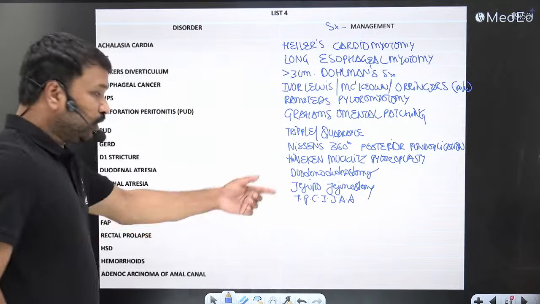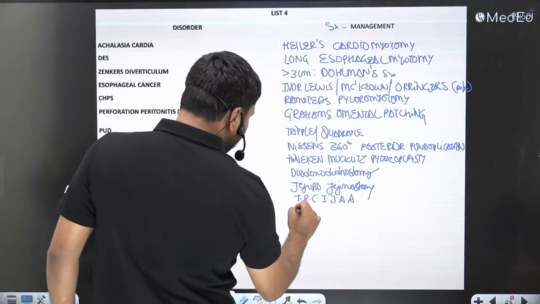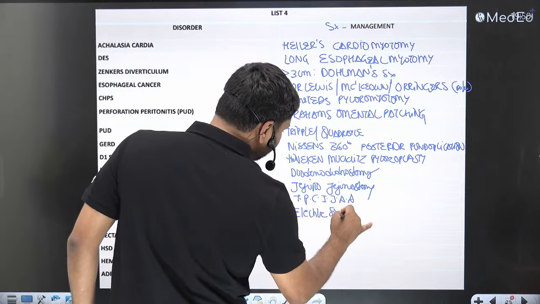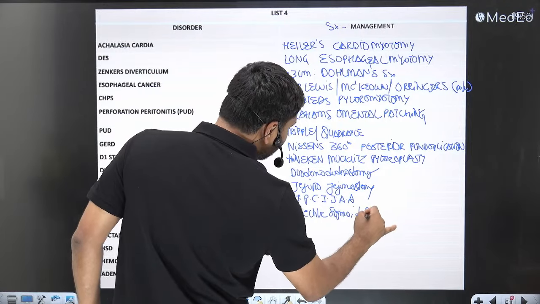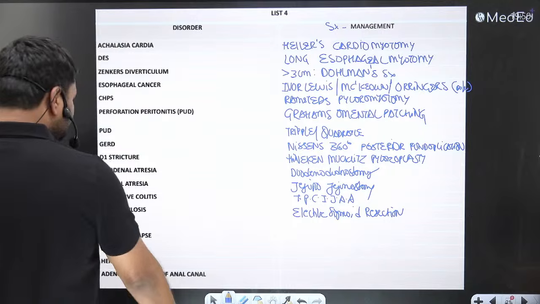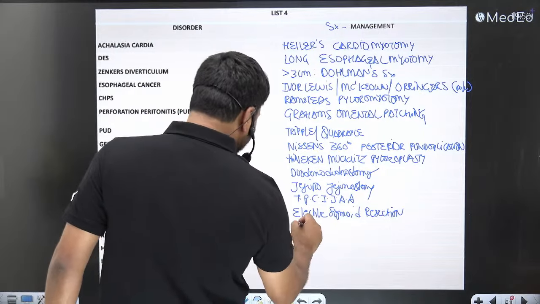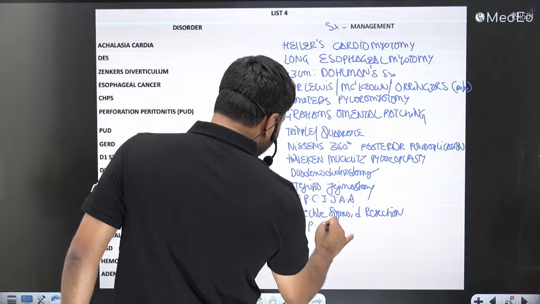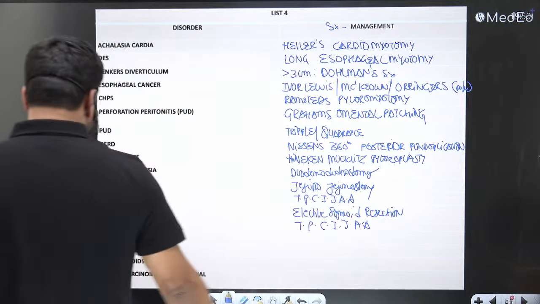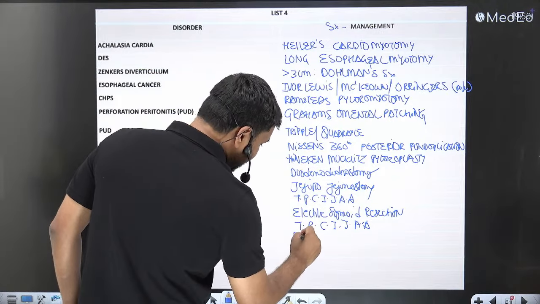That is your total proctocolectomy with ileal J pouch anal anastomosis. Diverticulosis, will go with elective sigmoid resection. Then you have FAP. For FAP, it is going to be the same: total proctocolectomy with ileal J pouch anal anastomosis. Rectal prolapse. Remember, we have Ripstein surgery.